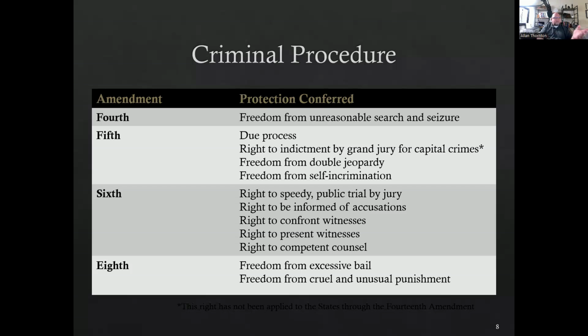And that's the right to competent counsel. You have the right to an attorney. Those two amendments carry everything that you need from the Miranda rights, because you can build everything else inside those amendments from those two. The right to a speedy and public trial by a jury. The right to be informed of accusations, the right to confront your witnesses, to present witnesses in your defense, and of course, that right to competent counsel are part of the Sixth Amendment.